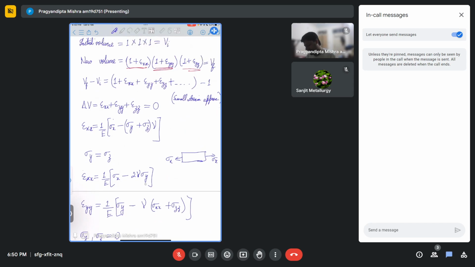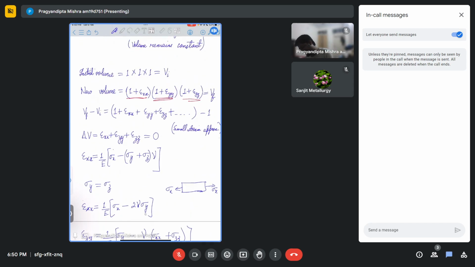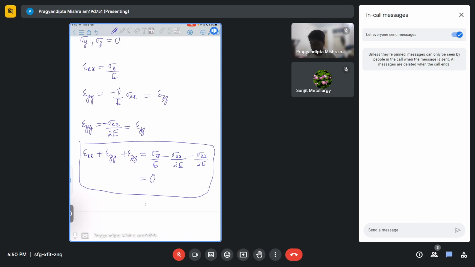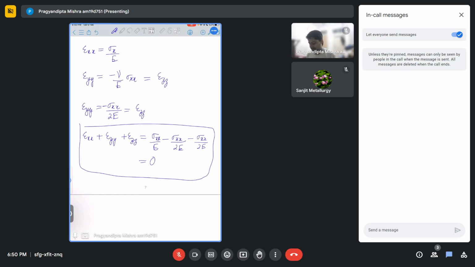Now here, if you recall, some time back I saw that the change in volume was equal to epsilon xx plus epsilon yy plus epsilon zz. And if the volume remains constant, then epsilon xx plus epsilon yy plus epsilon zz would be equal to 0. What did we get here again? We got that epsilon xx plus epsilon yy plus epsilon zz is equal to 0. Therefore, if Poisson's ratio is equal to 0.5, your change in volume would be equal to 0. So there is no volumetric expansion or contraction. That is what we were trying to prove here. Okay, I hope this is clear.